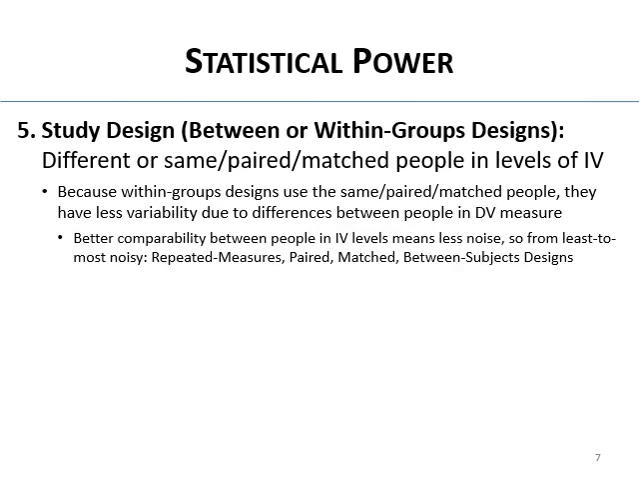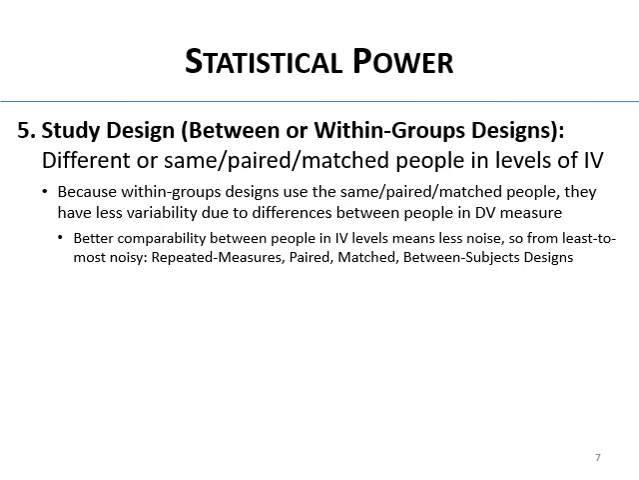So better comparability between the people in your IV levels means less noise, right? They're not just giving different responses because they're different people. It's the same dang people, they're just under different conditions. So it reduces the noise, or random variation, would be the fancy way of saying noise. So from least to most noisy, repeated measures designs, you've got literally the same exact people in the levels of the IV. Those are the most powerful.